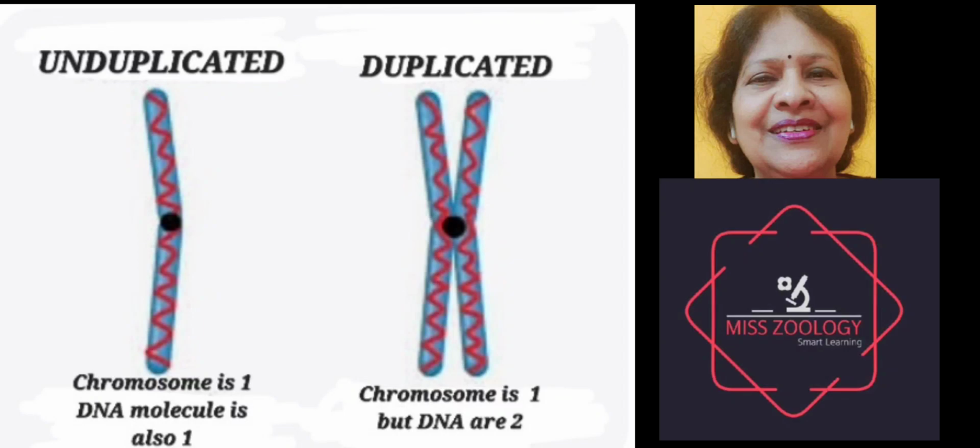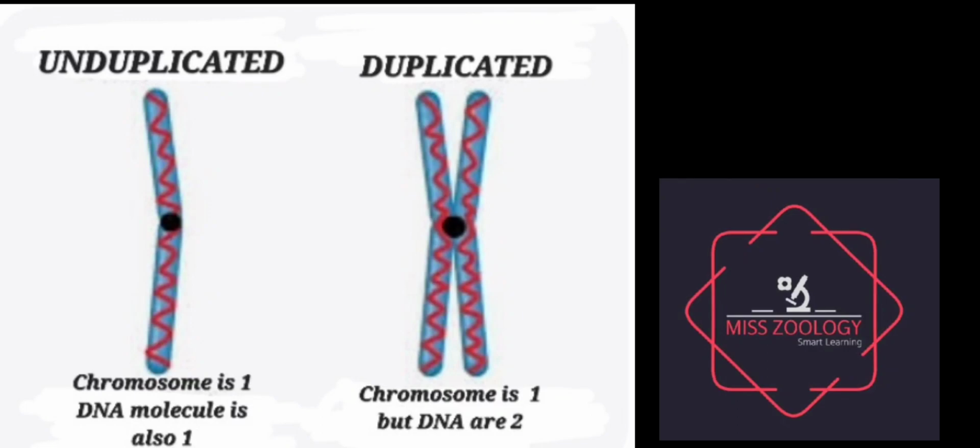In this video, I will try to give you an idea about the C and the N values of a cell at different stages of cell cycle. Let us first know what are the C and the N values.